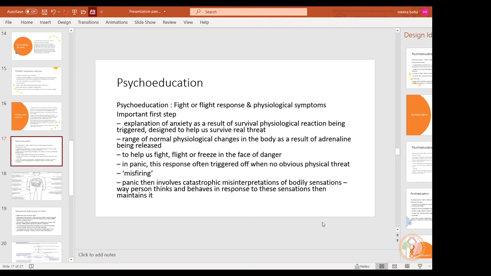So for the explanation of anxiety, you need to do this in Tamil actually, or in Sinhalese or any language that you are using, because those people who are coming to see you might not be interested in hearing this in English. They might want to hear it in Sinhalese or in Tamil. So, a range of normal physiological changes in the body as a result of adrenaline being released to help us fight, flight, freeze in the face of danger. In panic, this response is often triggered when there is no obvious physical threat. Misfiring, the panic alarm, you can use that.